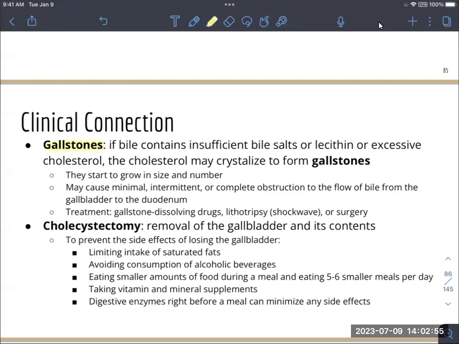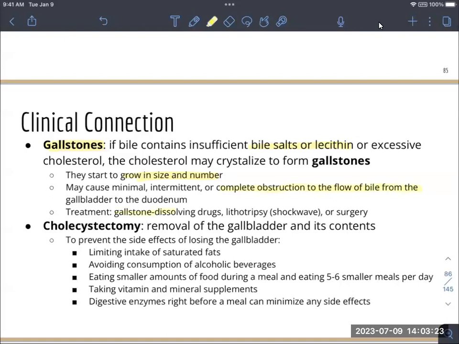So here are those gallstones. These gallstones may have too much cholesterol, as I had mentioned. They can start to grow in size and number if you keep having too much cholesterol, not enough bile salts or lecithin. It can obstruct the flow of bile.